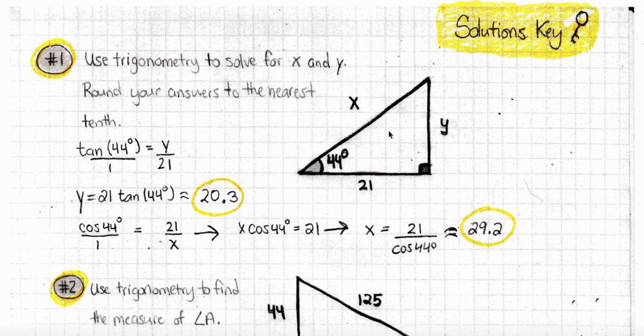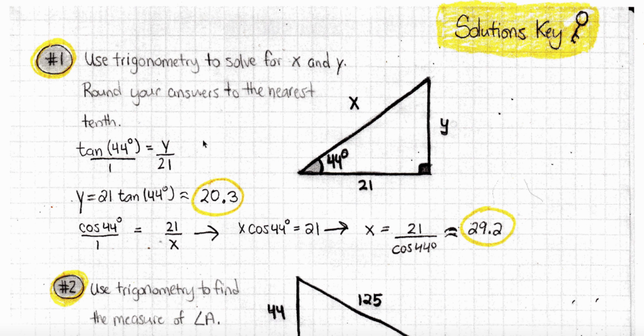Y is opposite the 44 degrees. 21 is adjacent to the 44 degrees. X is the hypotenuse. So it is appropriate to use tangent to solve for y. Tangent of 44 degrees is y over 21, opposite over adjacent.